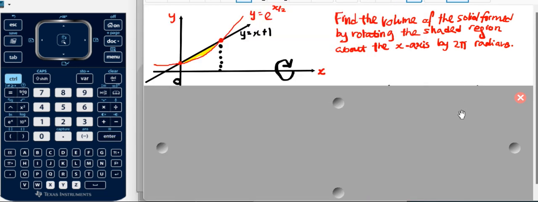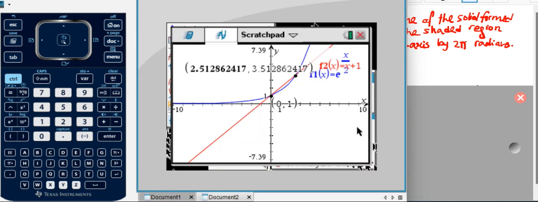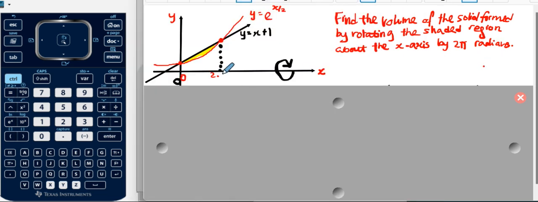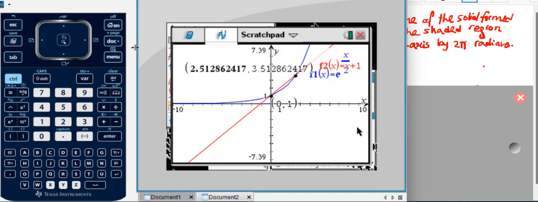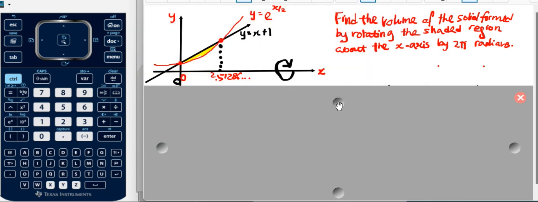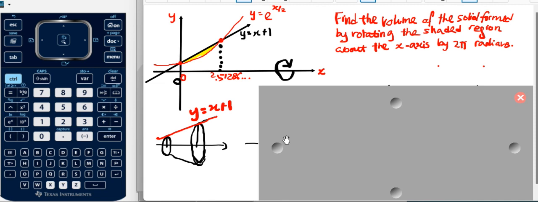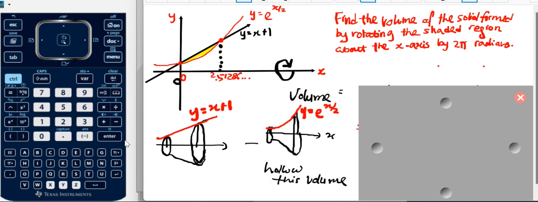Now we will look at this. So this is going to be 0. I know that it is 0 here, and here is 2 point, what was the number again? 2.51286, for example, 2.51286 dot, right?